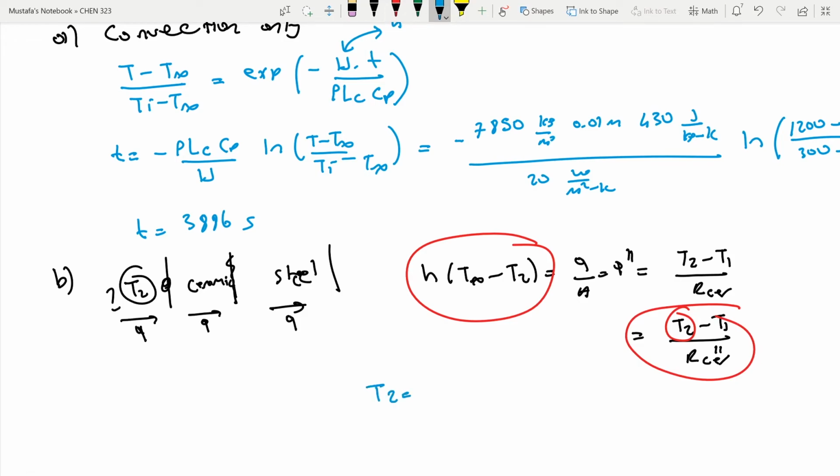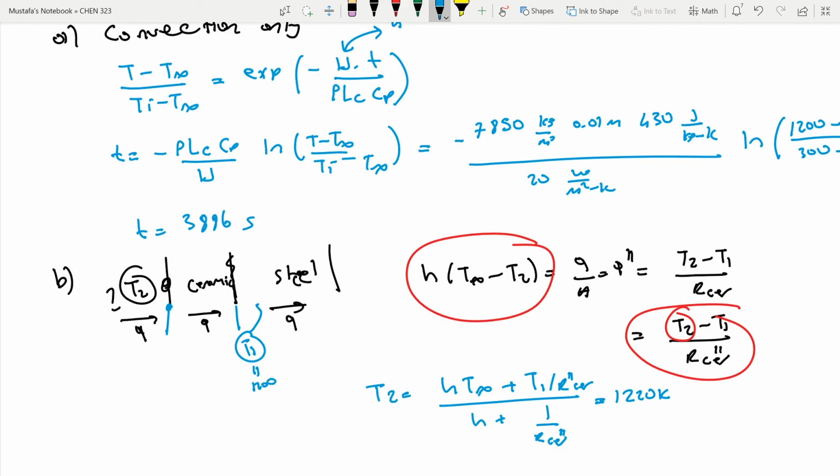So T2 is h times T infinity plus T1 over R, the contact resistance of ceramic, divided by h plus 1 over R ceramic. And if you plug in the numbers, you'll have 1220 Kelvin. Okay, so T2 is the outer surface, T1 is the inner surface. This is the one that we just calculated. This was 1200.